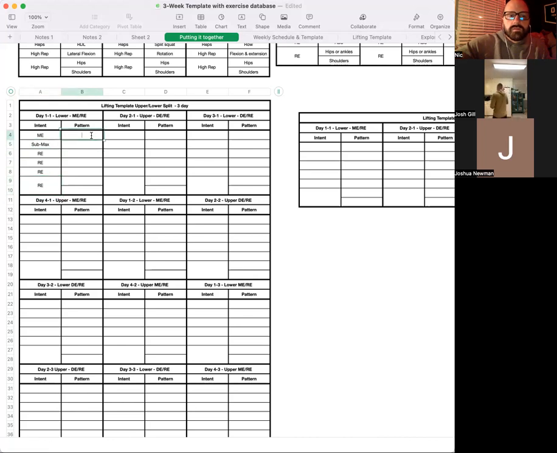Okay, so squat would be a max effort lower movement. And then with this template, I would just copy this and then paste it on day 1/2 lower max effort, but I would take this movement out here and change it to deadlift.